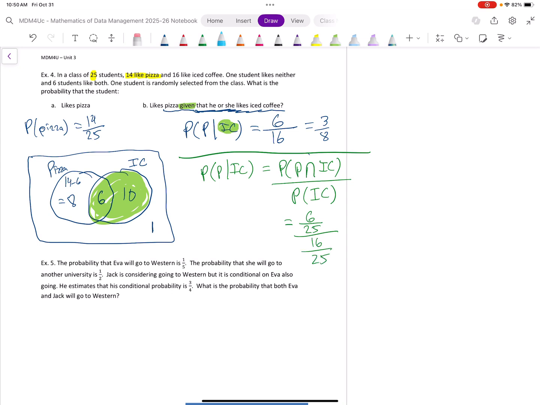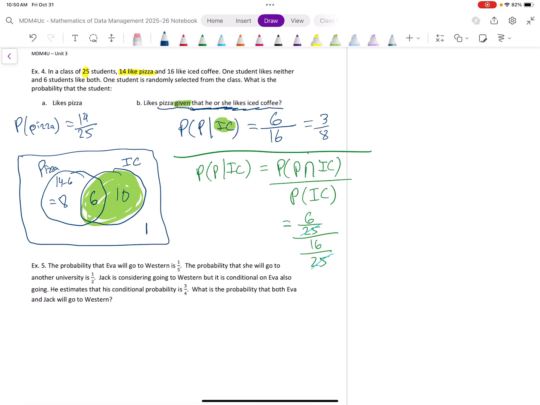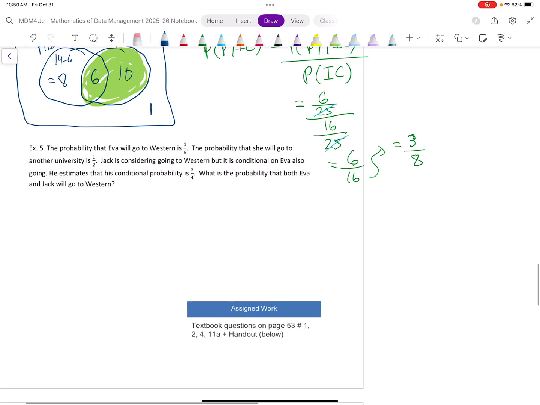And what will happen is always these things are going to cancel, the denominators of both, and you end up with 6 out of 16, which can be simplified into just 3 out of 8. Same answer as above. Those are good to practice, and I do recommend you try it with the Venn diagram. I think it's helpful to think it through like that. Okay, one more example here, and then you can try the homework below and in the textbook.